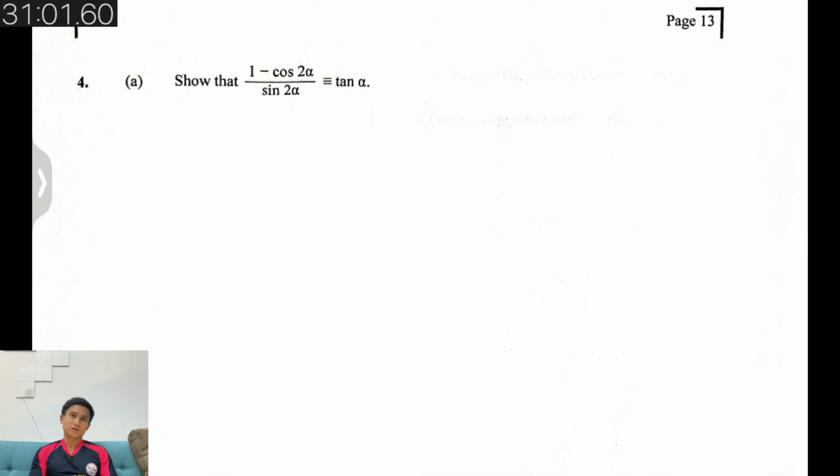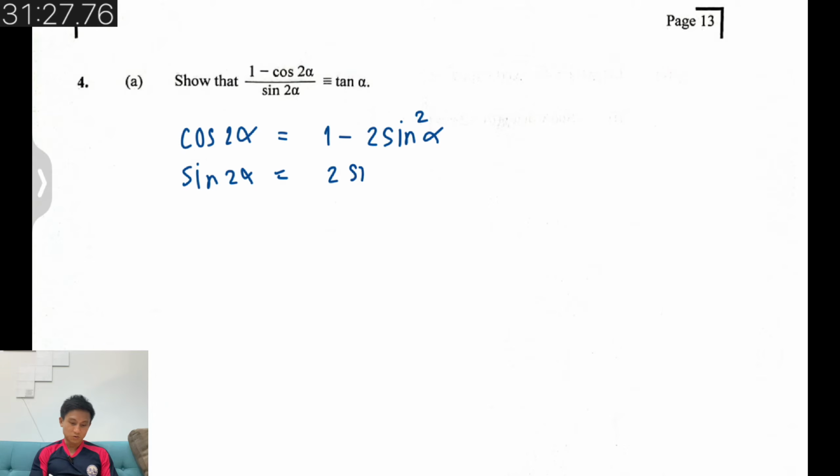Okay. Question 4a. Show that that is equivalent to tan alpha. Well, you can do double angle here. You need to know double angle, right? Okay, so let's do double angle. Cos 2 alpha is going to be 1 minus 2 sine squared alpha. This is using the double angle formula. And also sine 2 alpha is going to be 2 sine alpha cos alpha, right?